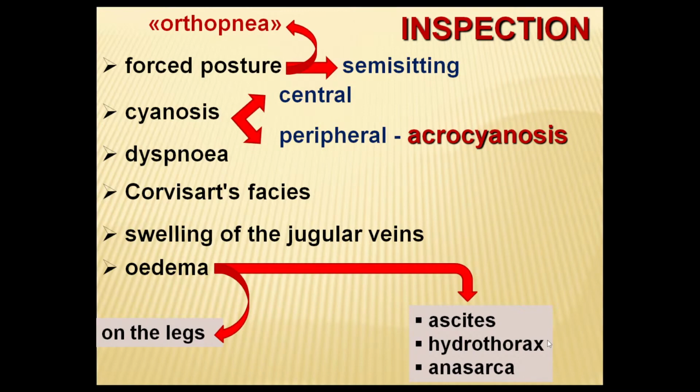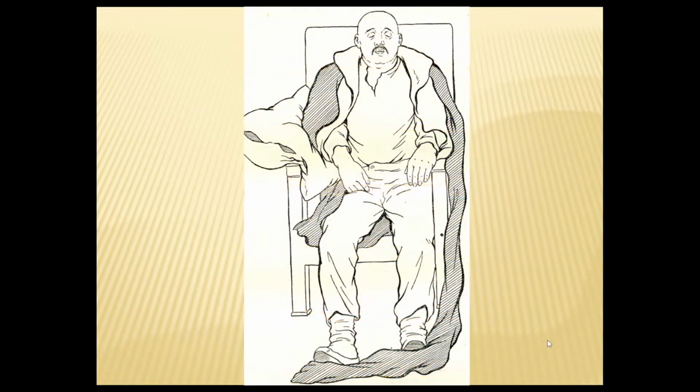Then liquid goes into the cavities and we can reveal hydrothorax, hydropericardium, ascites, edema of the whole body, anasarca, but we are talking about inspection. Hydropericardium is invisible, but we can see protrusion of the abdomen due to ascites. We can see asymmetry of the chest due to hydrothorax, and we can see anasarca when the whole body becomes edematous.